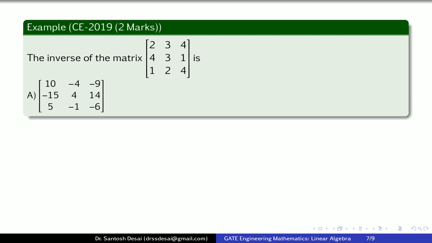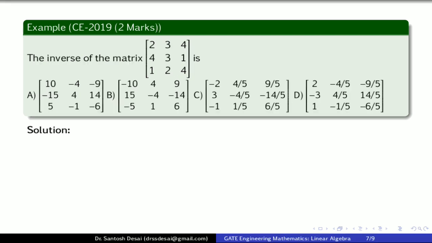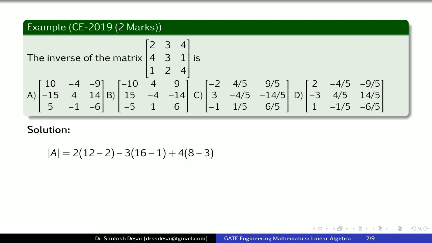The four options are given, which I am not going to read. Here first we check whether the given matrix is non-singular or not. The determinant of A, on simplifying, is equal to minus 5, which is not equal to 0, and therefore A inverse exists. Now to find the A inverse, let us consider the procedure. The first step is to transpose the original matrix.